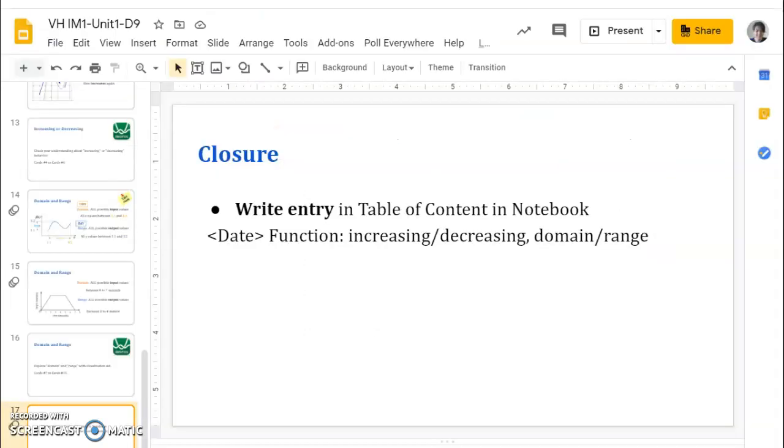Okay, so last thing, you are going to write an entry in the table of contents for function and increasing decreasing domain and range, and that's it for today.